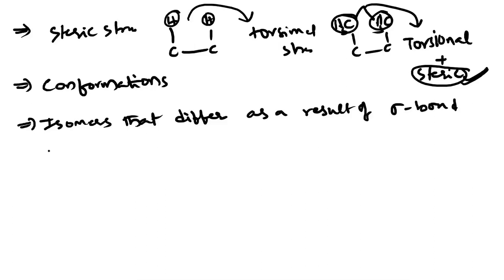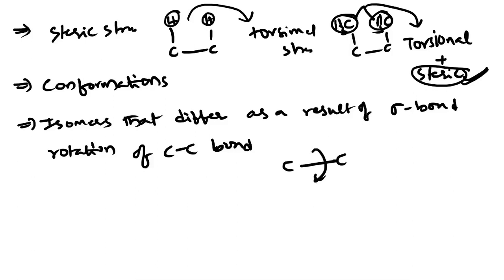Okay, as a result of sigma bond rotation of a carbon-carbon single bond. Whenever the rotation of a carbon-carbon single bond leads to different isomers, those isomers are considered conformers. Right. Now we are going to look at how rings from 3-membered to 6-membered or 7-8-membered rings exist in nature with their conformers.